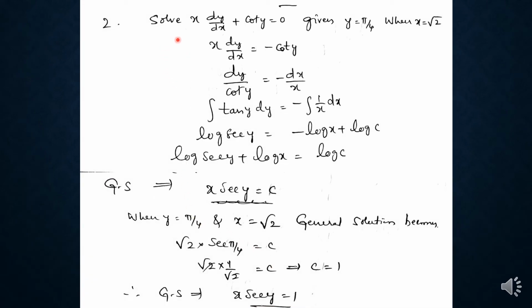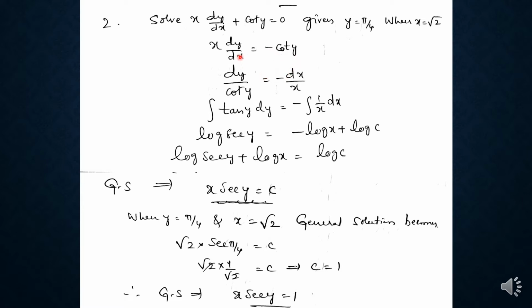Next problem, solve x dy by dx plus cot y is equal to 0, given that y is equal to pi by 4 when x is equal to root 2. See the given differential equation, x dy by dx plus cot y is equal to 0. So this can be written as x dy by dx is equal to minus cot y.